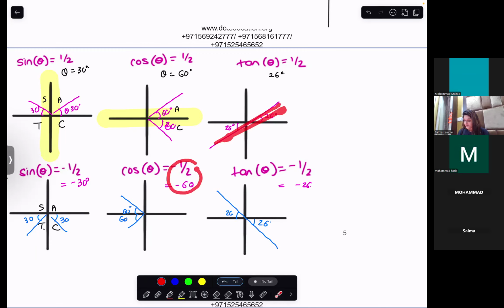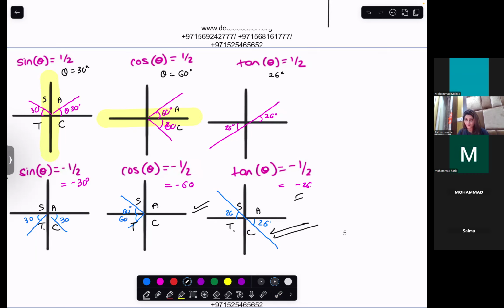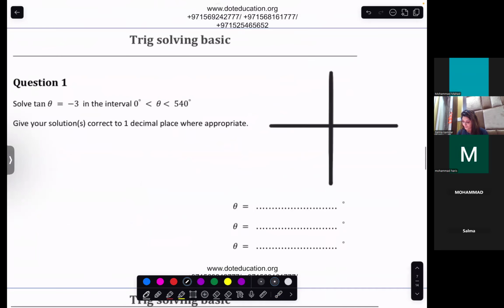So when I am plotting for this again, cos is negative over here, cos is negative over here. And over here, when I'm putting CAST, it is tan negative. So it's true tan is negative over here and tan is negative over here. Okay, now I start with the question.